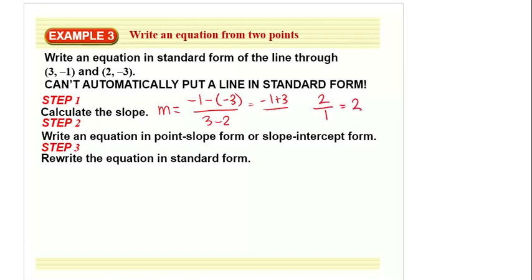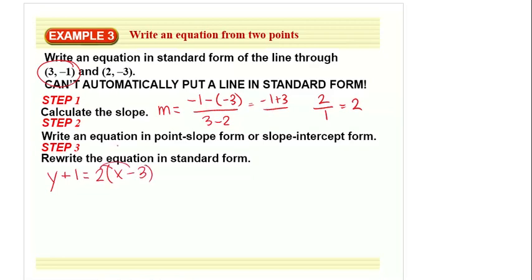Once again, I have my slope. I don't know my y-intercept. Neither of these has the 0 there. I prefer to use point-slope form. Okay, I'm going to choose that first ordered pair. So I'm going to say y minus a negative becomes y plus 1 equals 2 times x minus 3.